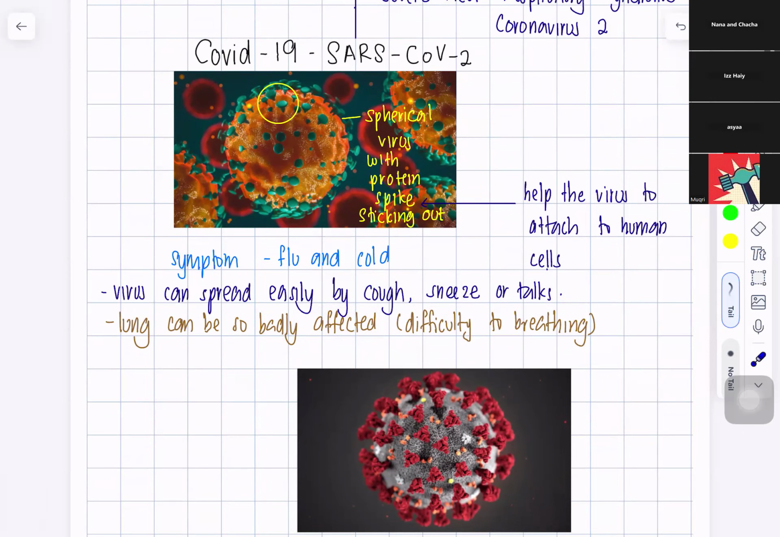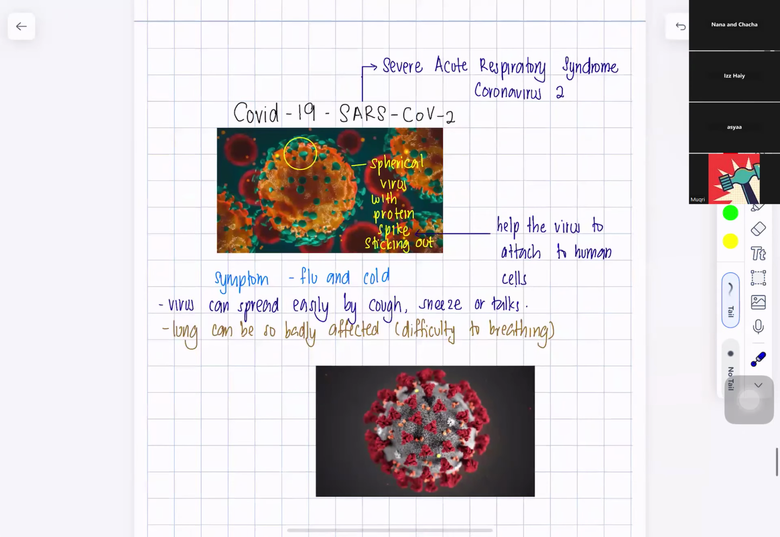So, is it clear, Sam, for the COVID-19? Any question? No, no questions. No questions.